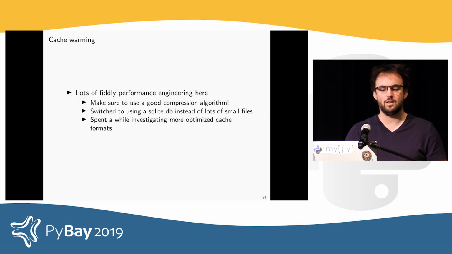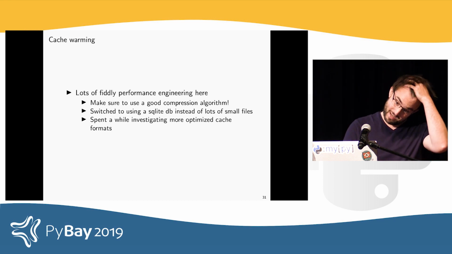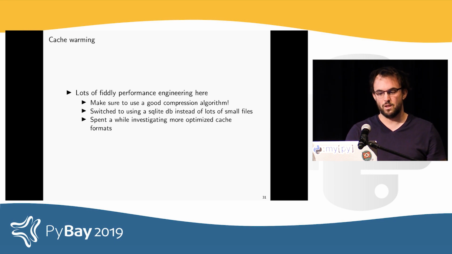This whole cache warming thing has a lot of fiddly performance engineering work to make it all work well. It turns out it's very important to use a good compression algorithm. At one point, we switched from gzip to LZMA, and that sped things up by 30% or something downloading it. At one point, originally, we'd write these caches as just a bunch of JSON files in a directory tree. But it turns out that OS X really doesn't like creating and accessing tons of small files. OS X's file system is awful. So much of my life has been dedicated to fighting with OS X's file system in the last year.